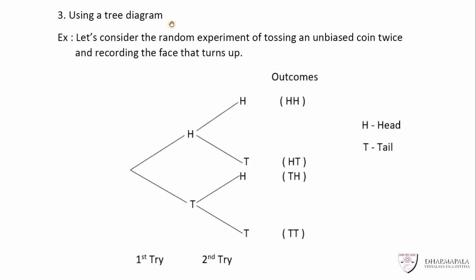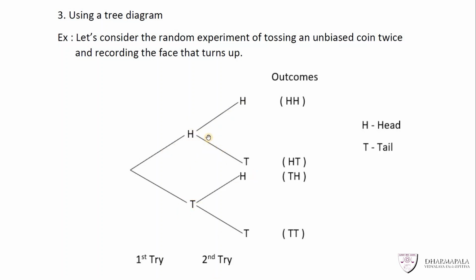Third method, using a tree diagram. You might already be familiar with the tree diagram. We will be discussing this one later also. We will consider this example. Let's consider the random experiment of tossing an unbiased coin twice and recording the face that turns up. This is the earlier experiment we discussed. We can represent the sample space as a tree with branches. So this is the first try. In the first try we can get H, that means head, or tail.